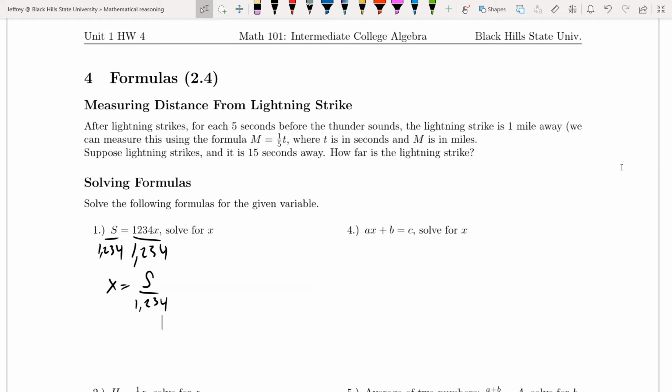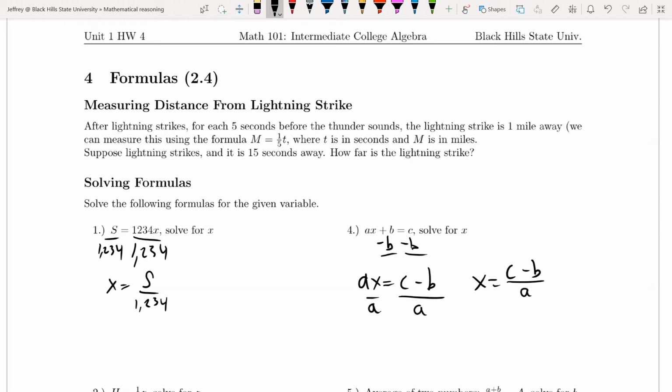So this b needs to move over to the other side, so I'm going to subtract b from both sides. And when I do that, I get ax equals c minus b. We would divide both sides by a, and we get x equals c minus b over a.